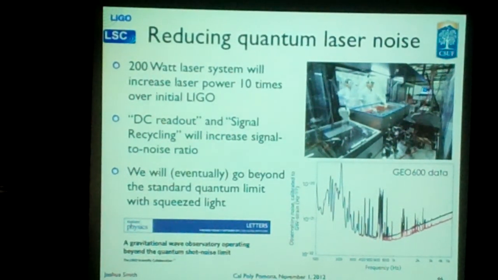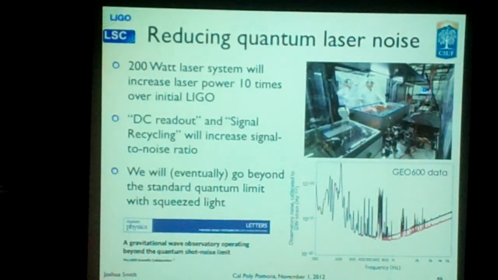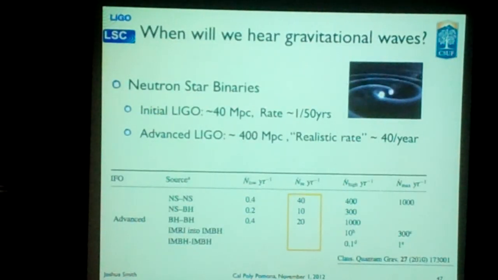So we're eventually going to go beyond the standard quantum limit, and we're using things like squeezed states of light to do quantum mechanical manipulation of the uncertainty principle. I don't have enough time to tell you about it today, but that's the kind of stuff we're doing to go to the next step.